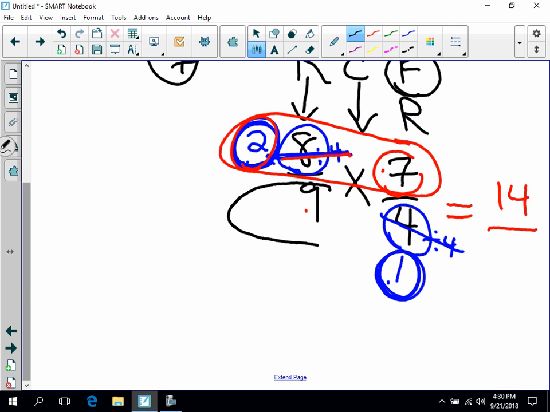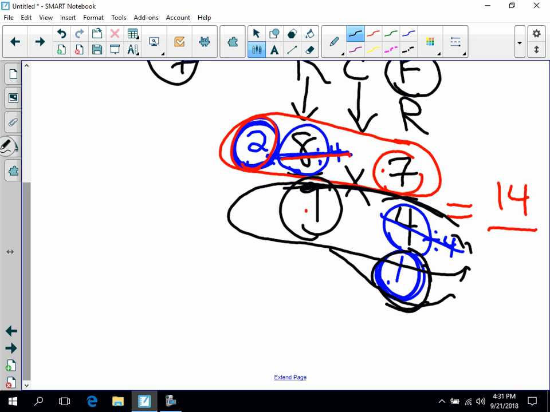Then in the denominators, we're going to be multiplying 9 by the 1, and we get 9. So this would be 14 ninths. 14 ninths we're also going to change to a mixed number. 9 goes into 14 one time.